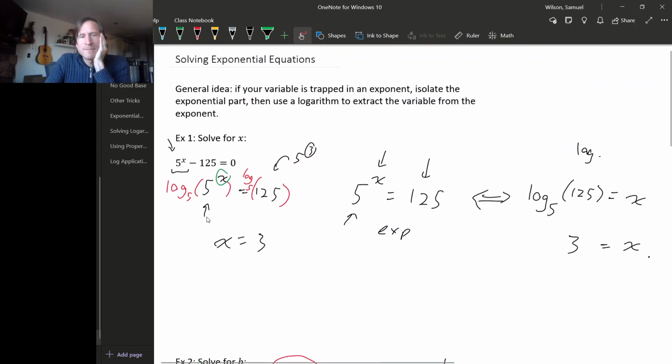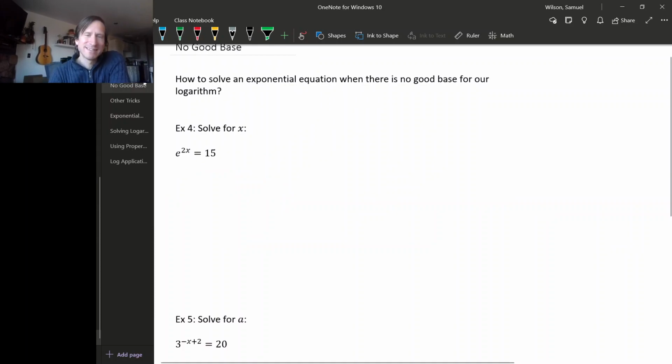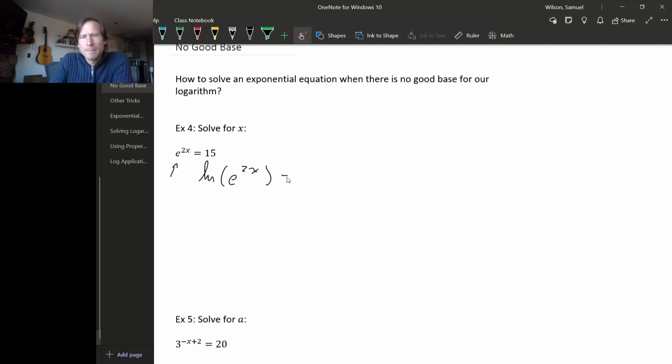All right, so that's the basic idea with solving exponential equations, right? Choose a good base, and then use that, or isolate the exponential part, choose a good base, use that logarithm to extract the variable from the exponent. Of course, sometimes there isn't a good base. So in this example, we'd like to choose natural log because on the left-hand side there's a base e, so we can do natural log on both sides. But on the right-hand side, natural log of 15, right? 15 is not a nice power of e. So if we could write 15 as some power of e, this natural log would just grab that exponent.